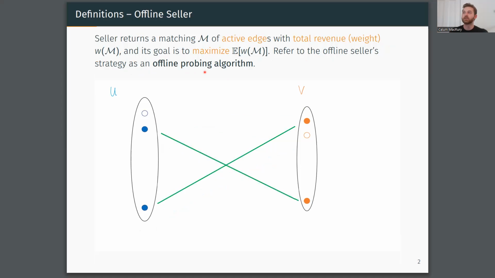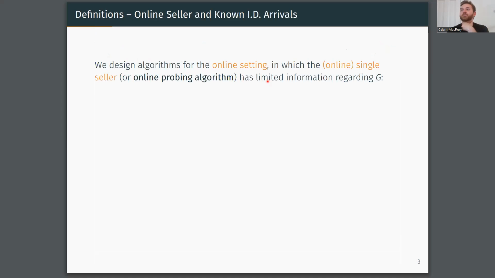Okay, so the output then of the seller is going to be the matching, so these green edges. And if we denote its total revenue by W(M), then the goal of the seller is to maximize the expected revenue of the matching. So from now on, we'll refer to an offline seller strategy as an offline probing algorithm.